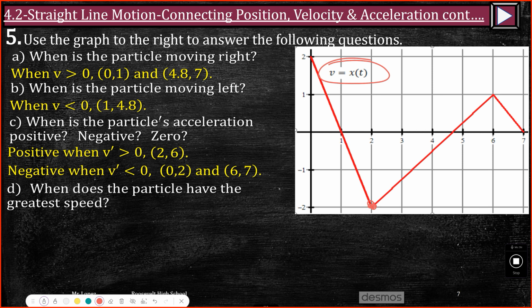All right, let's go to D. When does the particle have the greatest speed? What is speed? It is the absolute value of velocity. We said that, no? So when does the particle have the greatest speed? Would it be right here? At 0 and 2, no? Yeah, at time equal to 0 and time equal to 2.